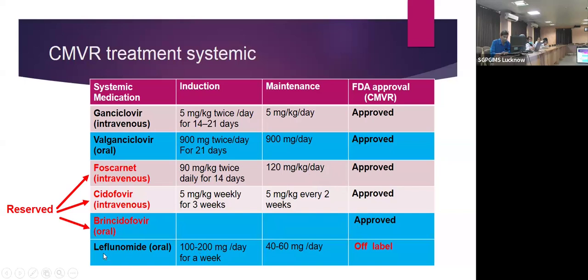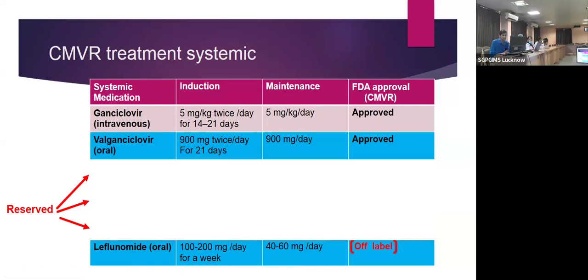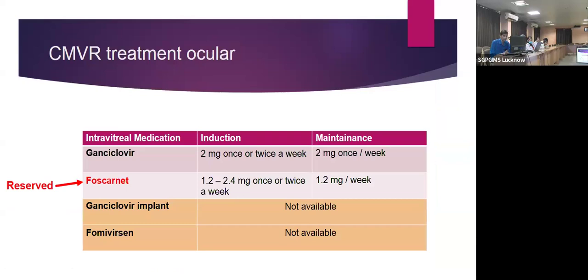But this final one, leflunomide, is not approved, but it is used off-label, particularly in India, because of cost considerations. I will discuss it in coming slides. So these are the agents available, and valganciclovir is the most commonly used for systemic application, and ganciclovir is the most common agent used intravitreally.